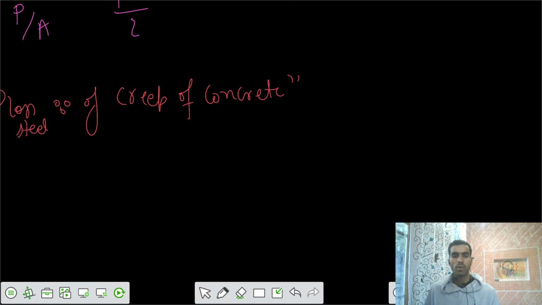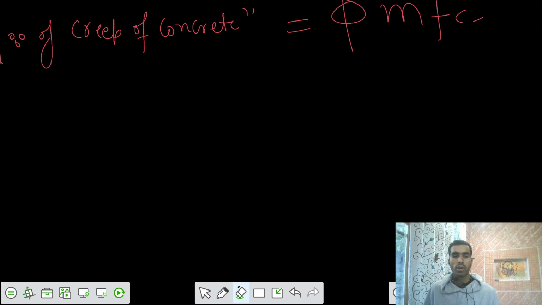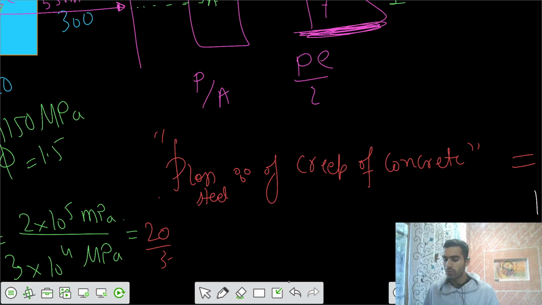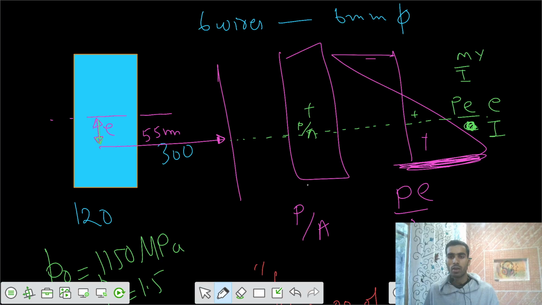So we have the equation for that. That is actually phi times m times fc. The phi value is already given to you, phi value 1.5. So we can write 1.5 into m. The value of m is 20 by 3, we calculated that. And fc is the stress value in concrete at the location of the steel wires. So at this location I will have to calculate.